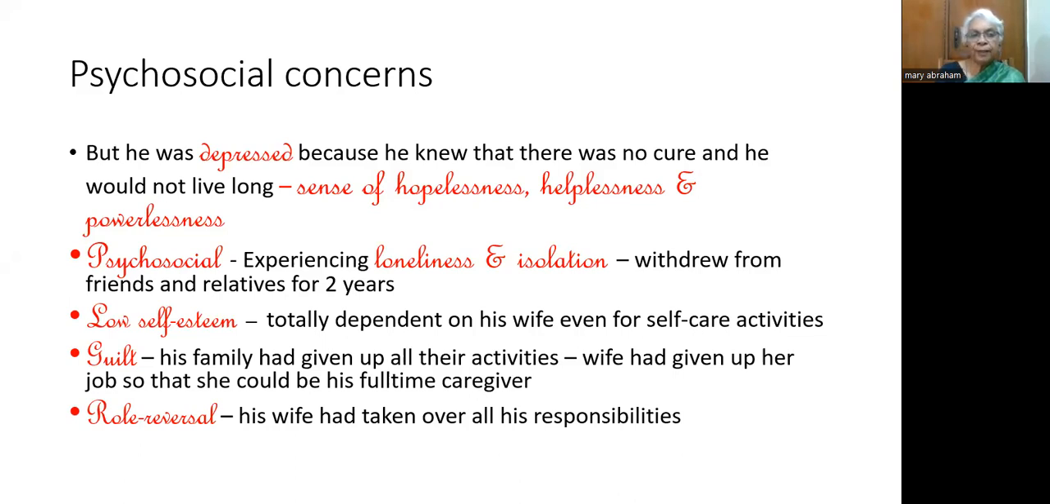He had a low self-esteem because he was totally dependent on his wife, even for his self-care activities, like colostomy care. He had developed a fissure in ano, so he had to be given a sitz bath. So there were so many issues that his wife had to take care of. So he had a very low self-esteem. He also had a sense of guilt because his family had given up all their activities. She had given up her job so that she could be his full-time caregiver. And there was a role reversal because his wife had taken over all his responsibilities.